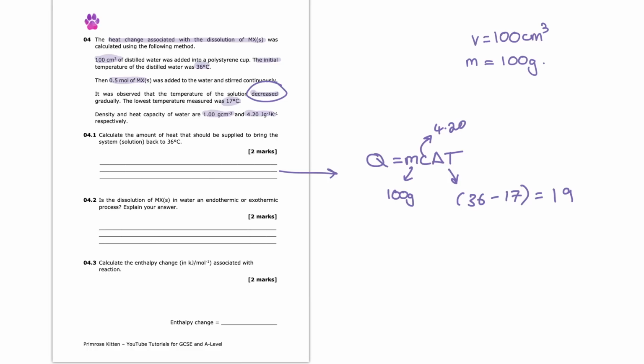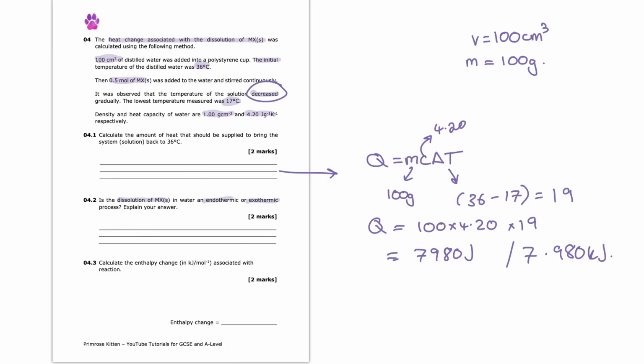So now we know the mass, the specific heat capacity, and that change in temperature, we can work out what Q is, okay? So now it's going to be Q equals 100 times 4.20 times 19. And if we put that into the calculator, we end up getting an answer of 7,980 joules, all right? We could change the units to kilojoules. They haven't specified the units to use for this particular question here. So either we could say 7,980 joules, or we could say 7.980 kilojoules.